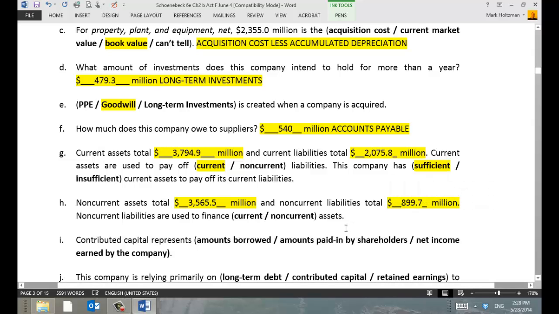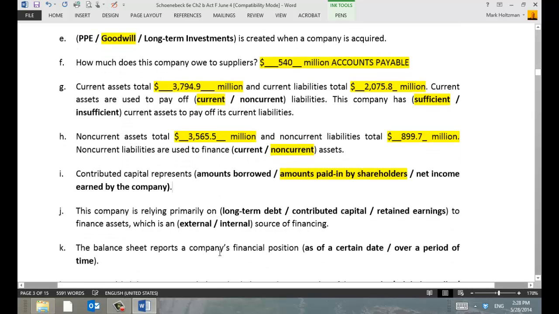And this is interesting. Non-current liabilities are used to finance what? Non-current assets. So the idea is that if you need a building, what do you do? You take out a long-term loan. Take out a mortgage, and that would be a non-current liability. So the building is a non-current asset, and the mortgage is a non-current liability. Contributed capital represents amounts paid in by shareholders. You remember that from last week.